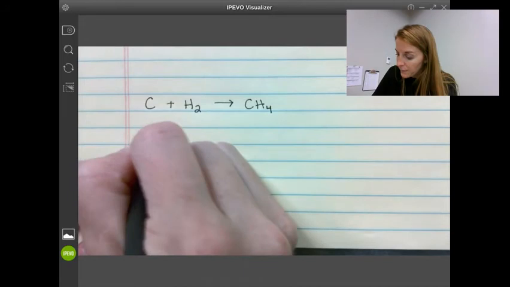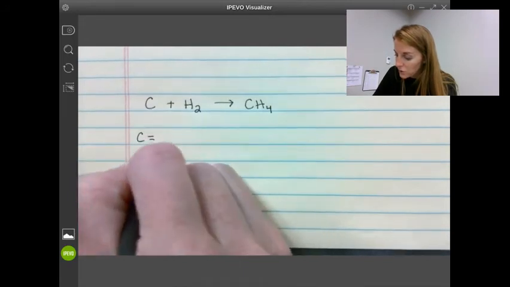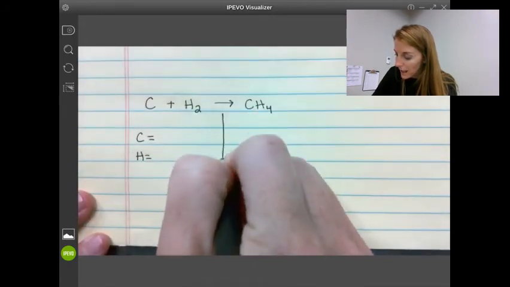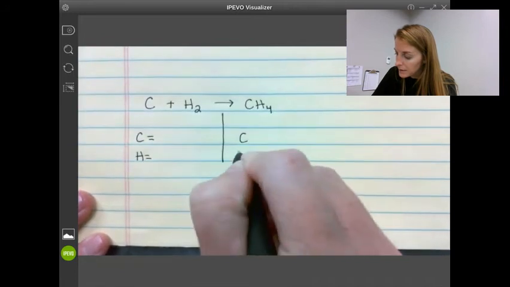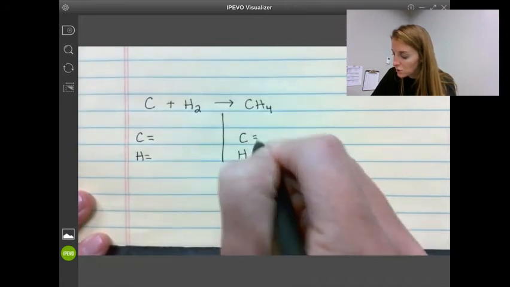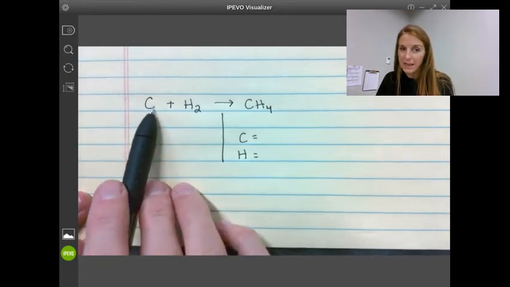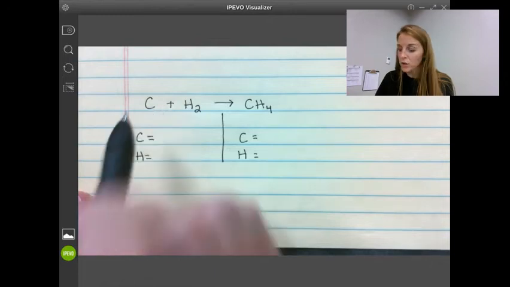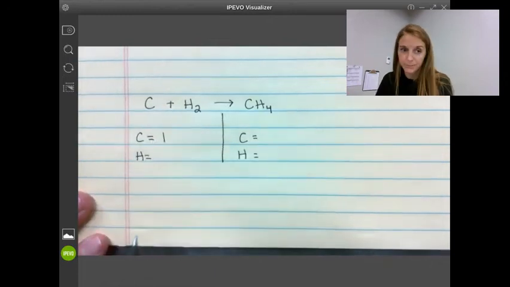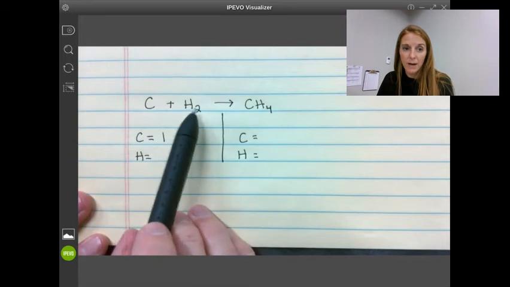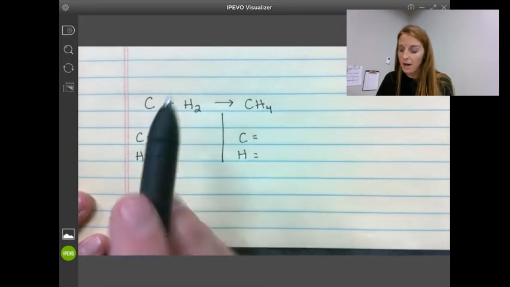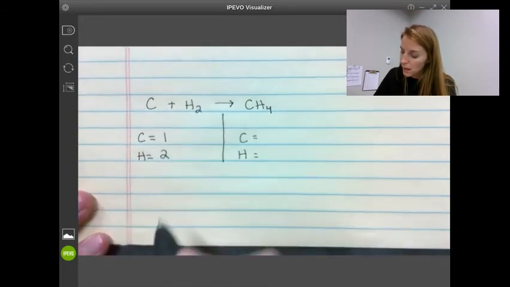All right, so I'm going to put my C here and my H. I'm going to draw my line down the middle, do my C and my H. Okay, so how many carbons do I have on my left, on my reactant side? There's no number, which always means it's 1. I have my H2, so I have 2 hydrogens.